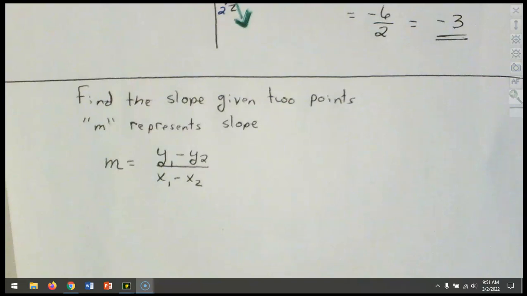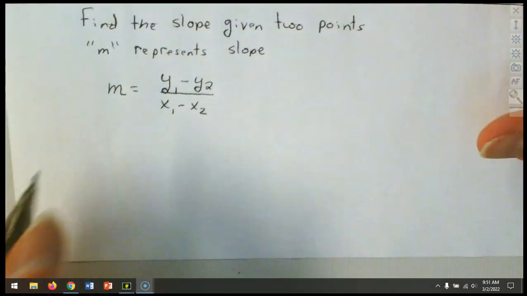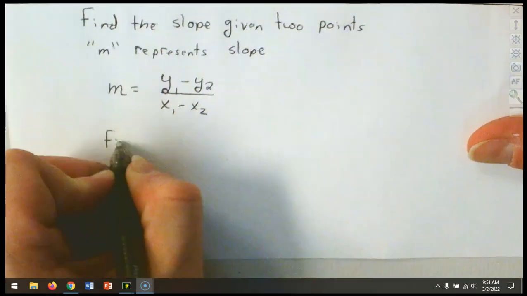Okay? I always like to write 1 first, then 2. The textbook does it the other way because that's the way it was derived, but I think this is actually easier to use. So here's our formula. And we use this formula when we want to find the slope when we're given 2 points. So let's go ahead now and find the slope when you're given these 2 points.